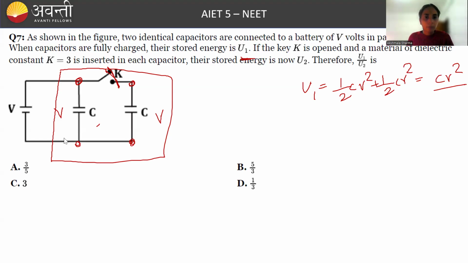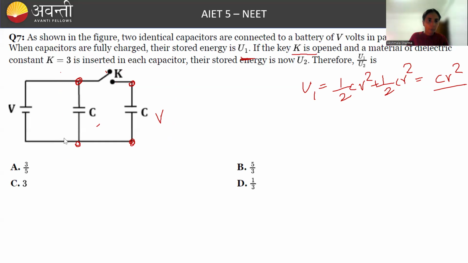Now, if the key K is opened, what will happen then? The second capacitor will get disconnected from the battery. So the second capacitor stays disconnected, and the first one is still connected. And now a dielectric of dielectric constant 3 is inserted in each capacitor. So this is given a dielectric constant of 3, and this is also given a dielectric constant of 3. Now the energy is U2. So how will we calculate U2? This is the question.